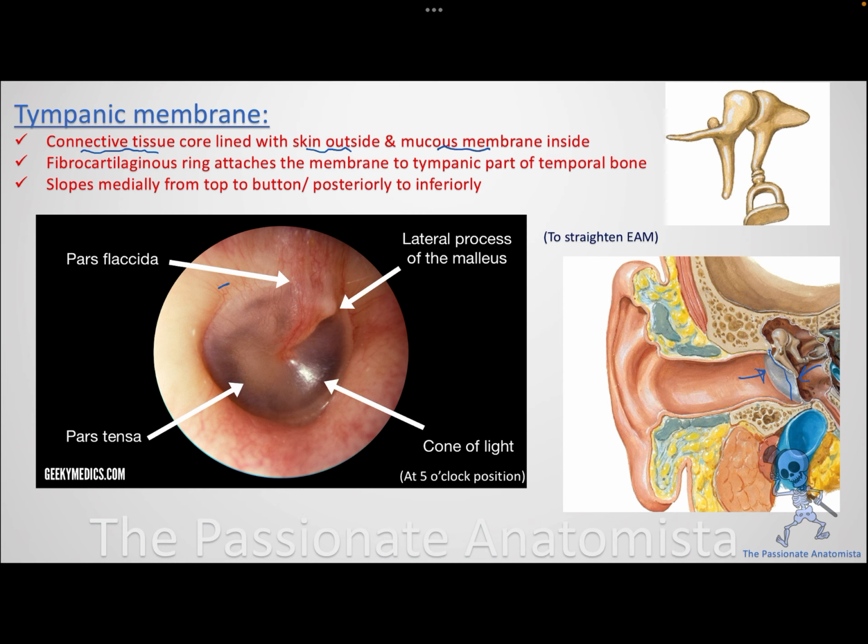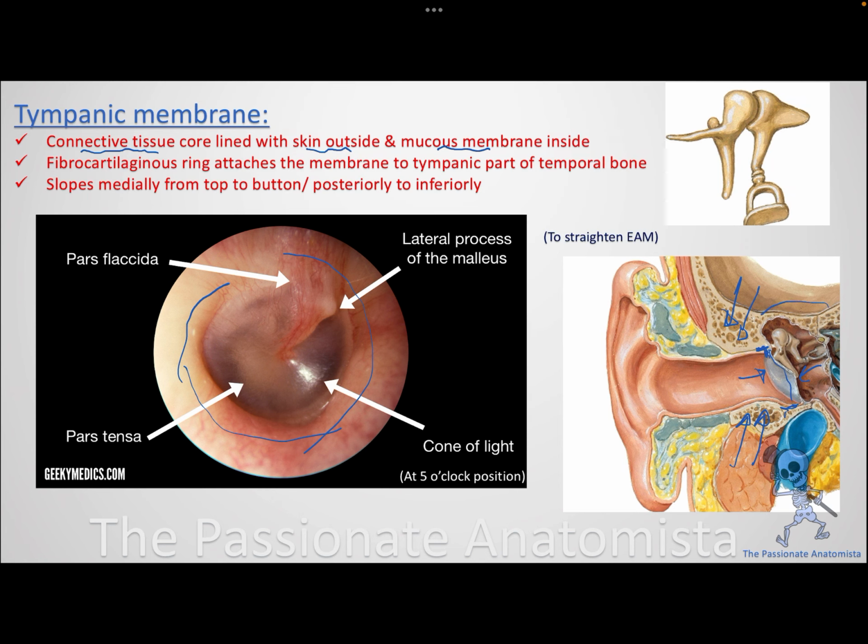At the periphery, it is attached to the fibrocartilaginous ring that will help you to fix that membrane into the tympanic part of the temporal bone. Remember, when I told you about the tympanic part of the temporal bone, it is basically the bony part of your external acoustic meatus. So in that tympanic part, you will get the attachment of the eardrum.